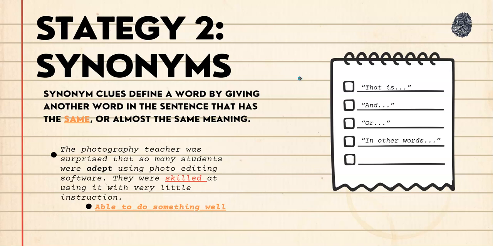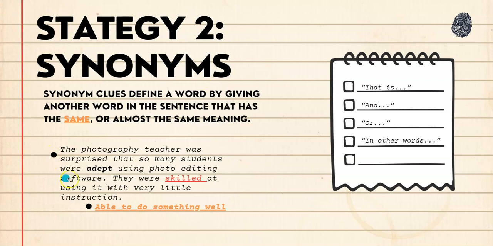Let's talk about synonyms first. Synonyms are clues that define a word by giving another word in the sentence that has the same or almost the same meaning. So when we're looking for a synonym context clue, we're looking at the unknown word in the sentence, and we're going to see if there's another word in the sentence that has a very similar meaning. So our example sentence here says, the photography teacher was surprised that so many students were adept using photo editing software. They were skilled at using it with very little instruction.